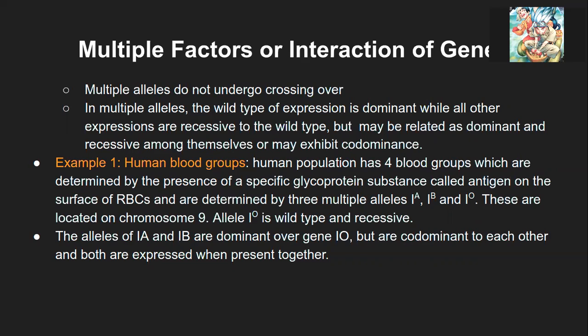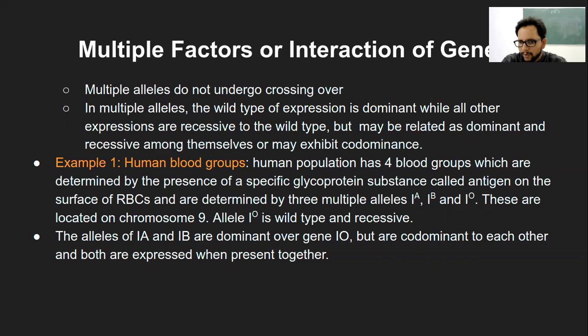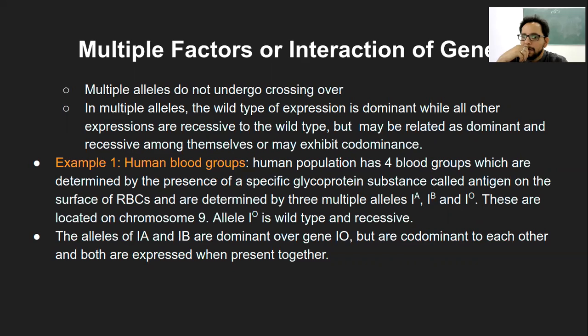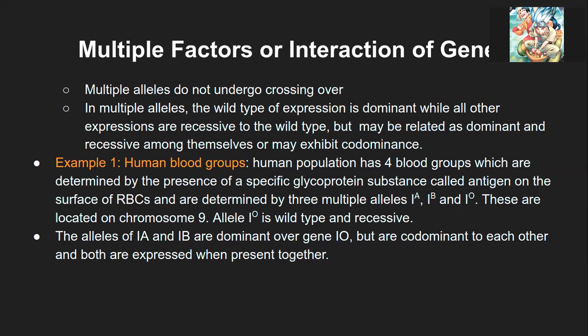So, but if you had all three, then O would never express because O is recessive here. Right? That is what is happening there, no? No, sir, but there are some people who have blood group O, right? Correct. But then you have to be homozygous for IO. Yes, you have to be homozygous for IO.